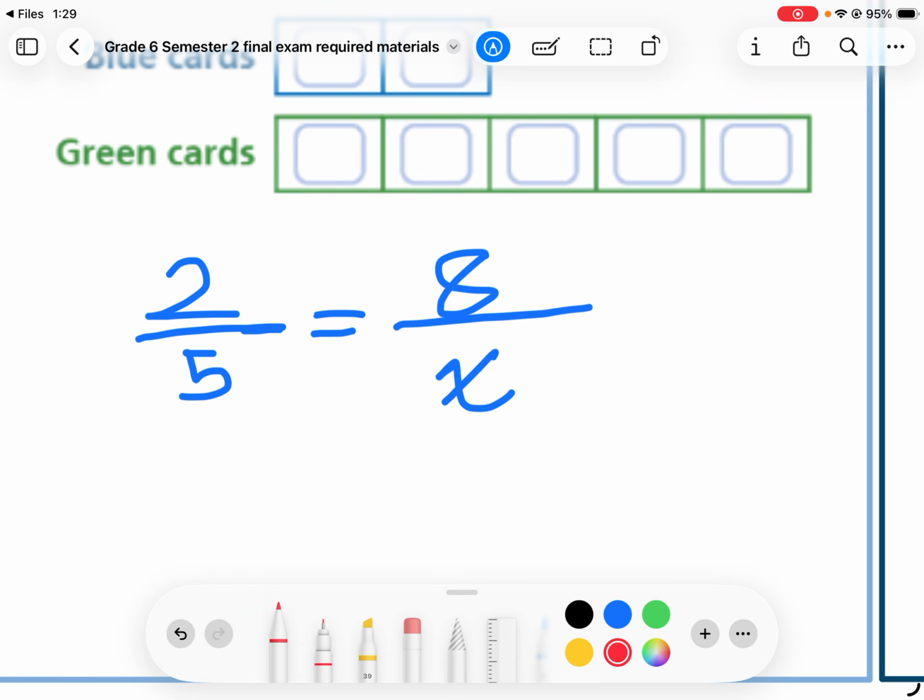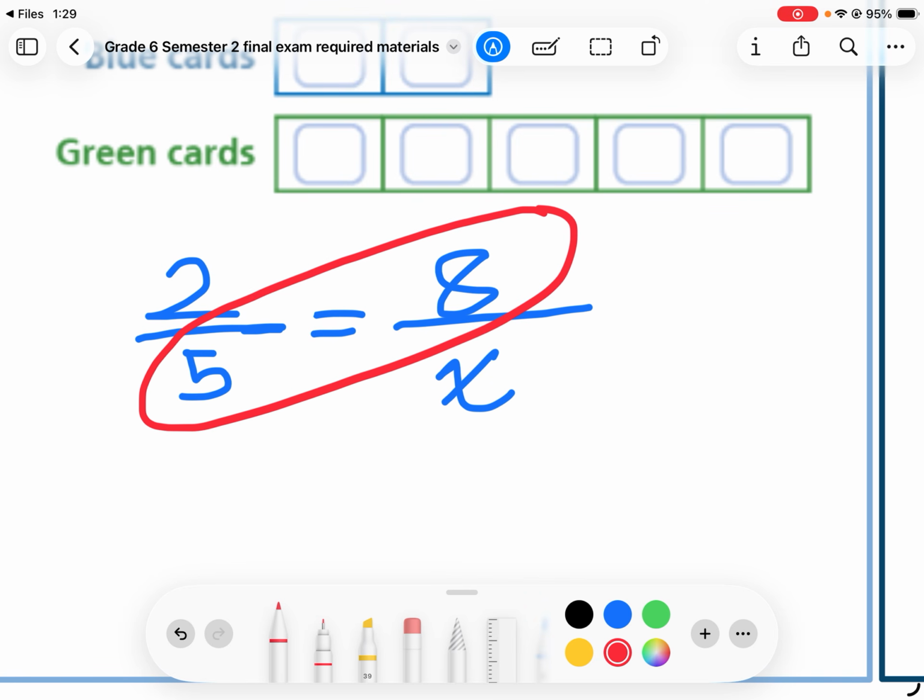How are we going to solve it? We will use the butterfly strategy. What does that mean? It means you just multiply the opposite numbers. You multiply the corners, the numbers that you know. We're not going to multiply 2 times X. We don't know what X is. So we will multiply 5 times 8 and then we will divide by the one left behind, okay?